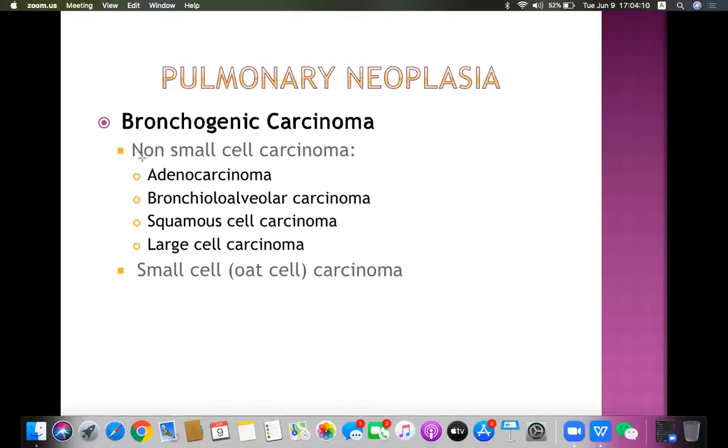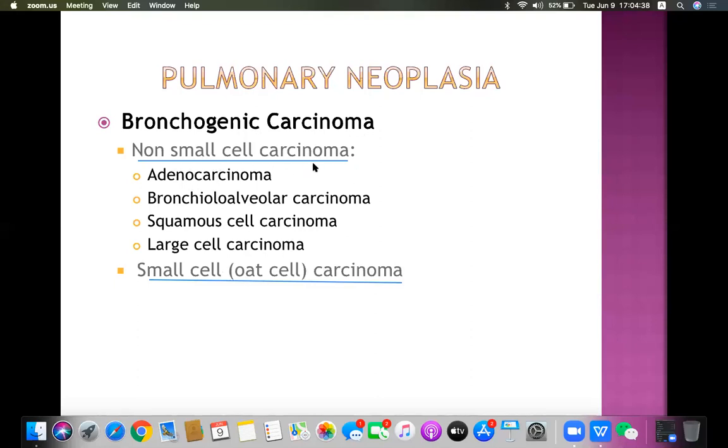These are non-small cell carcinoma and small cell carcinoma, which is also known as oat cell carcinoma. Now, pulmonary neoplasia: the most common one is lung cancer, also known as bronchogenic carcinoma. Bronchogenic carcinoma is a synonym for carcinoma of the lung. It is divided into two big headings: first, non-small cell, and second, small cell carcinoma.